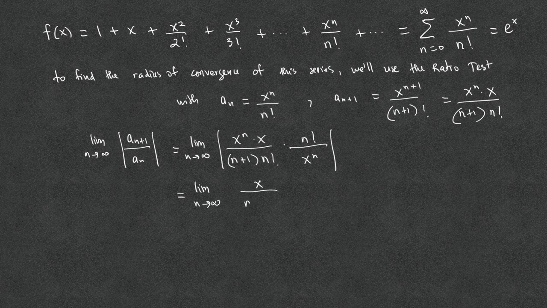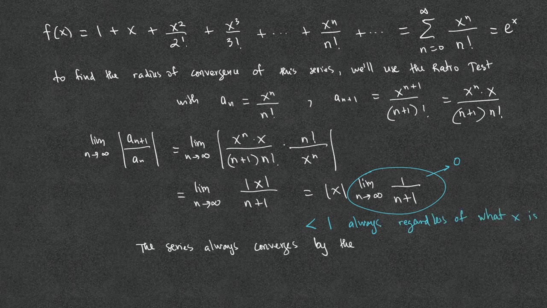Simplifying this limit, we have the absolute value of x over n plus 1. Notice that x doesn't depend on n, so we move the absolute value of x to the front of the limit. This limit is 0, regardless of what x is, which is always less than 1. By the ratio test, the series always converges, and it converges for any real number. The radius of convergence is infinity.